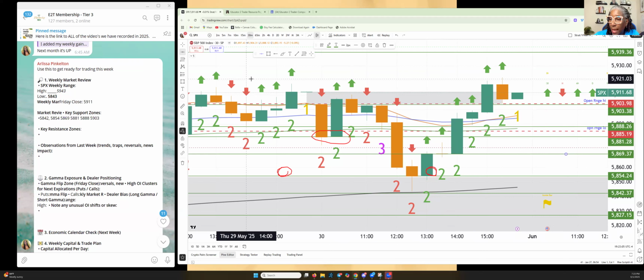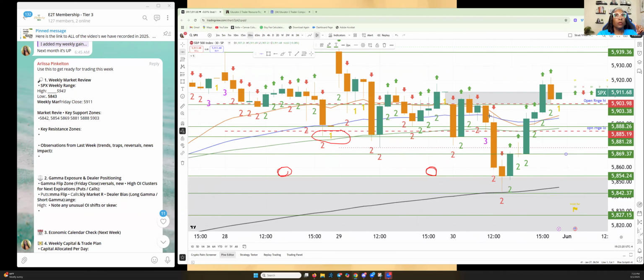Okay, so I put some support areas on our little sheet. Now let's go put some resistance areas on our sheet. Do y'all think we're gonna be bullish or bearish this week? Anybody got a thought for what this week is gonna hold?